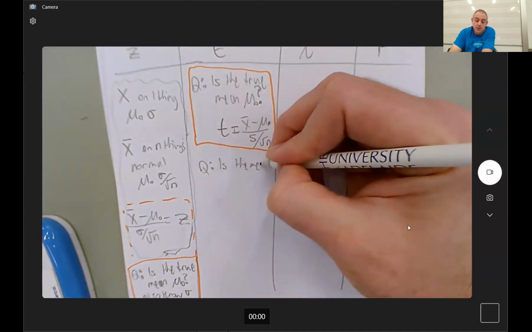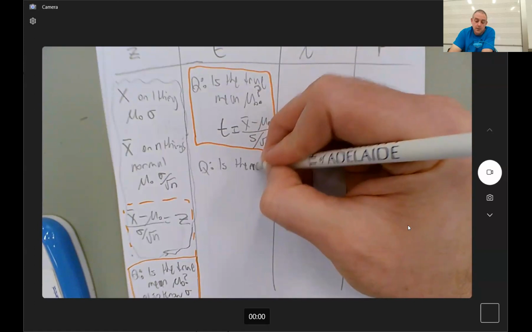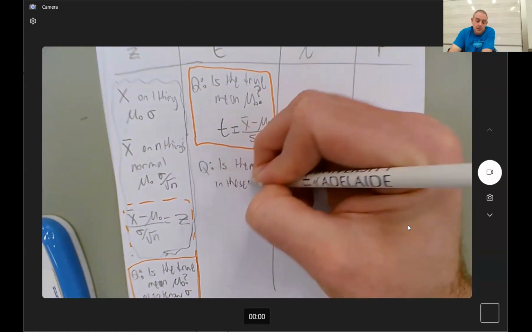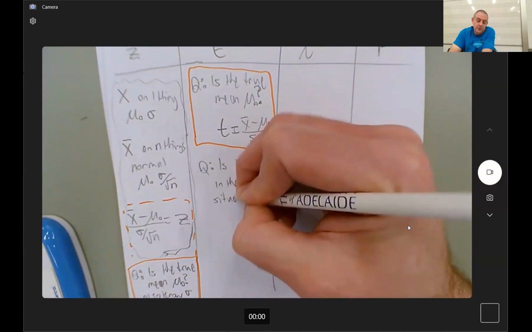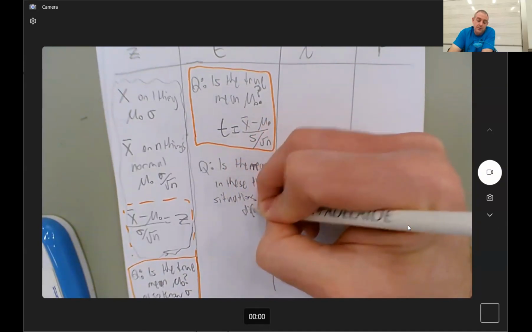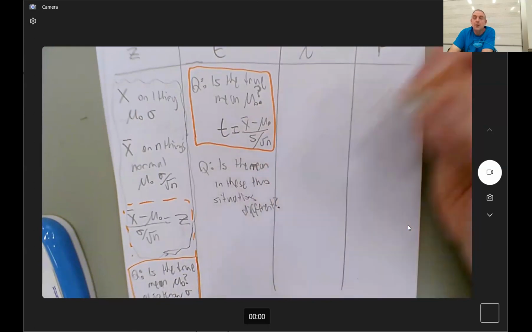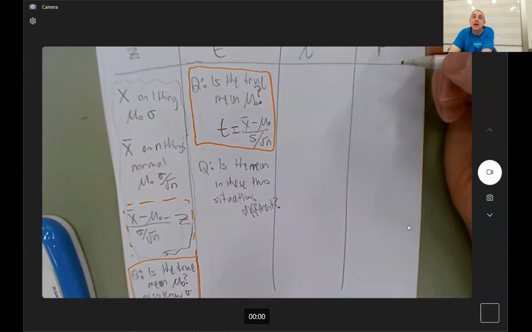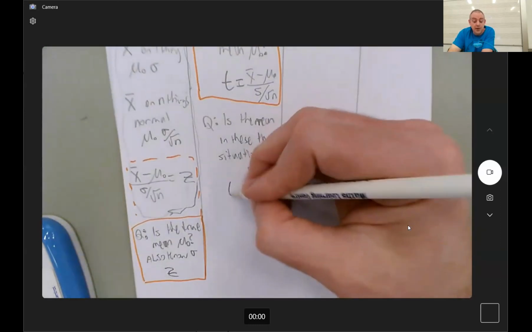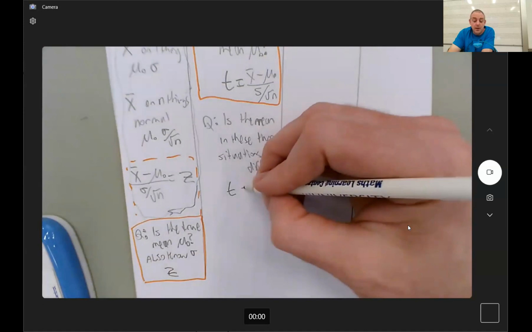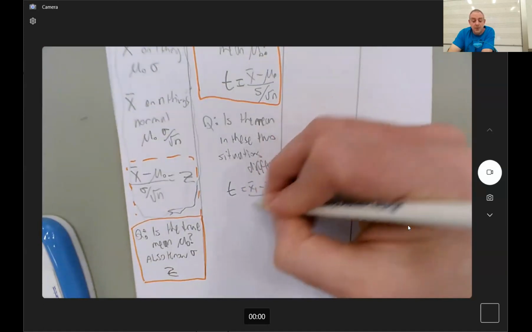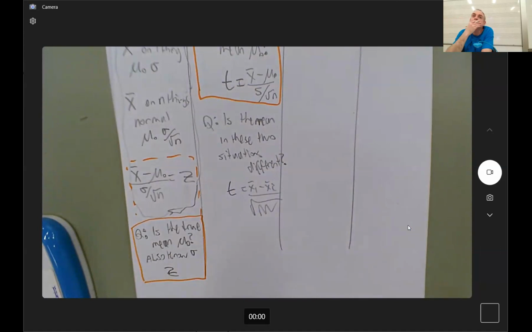Is the mean in these two situations different? Or possibly, is the mean in these two situations the same? It's the same question. The null hypothesis will be that they are the same, because there's only one way to be equal. And in that case, you will also calculate a t. But this time your t will be like x1 bar minus x2 bar on some wicked thing with the square root.